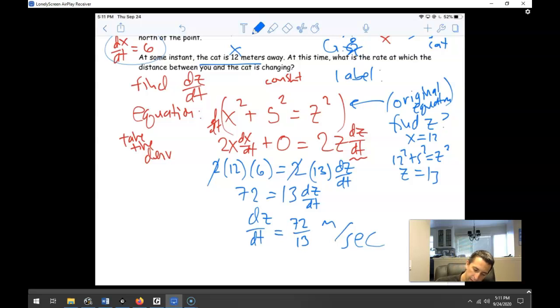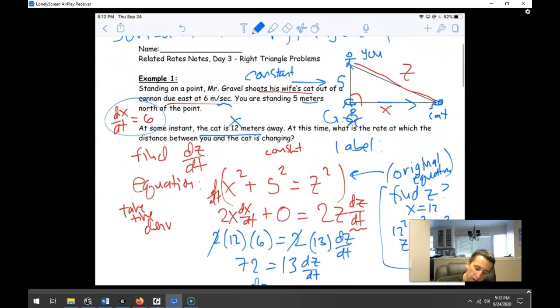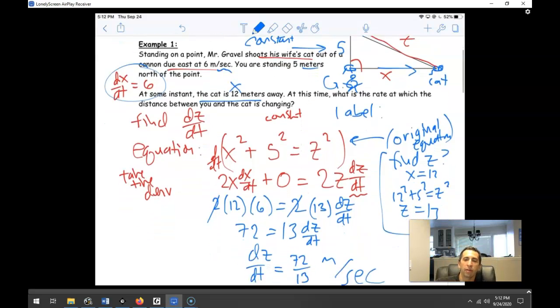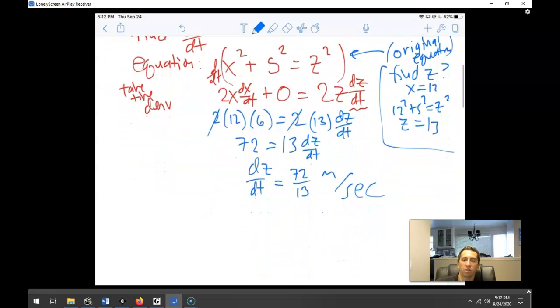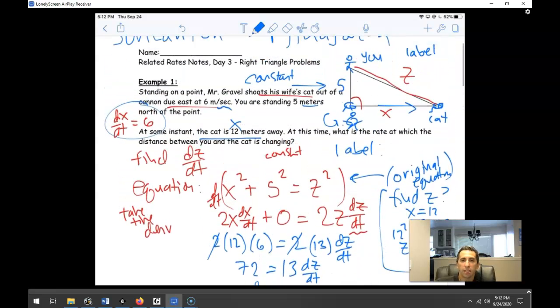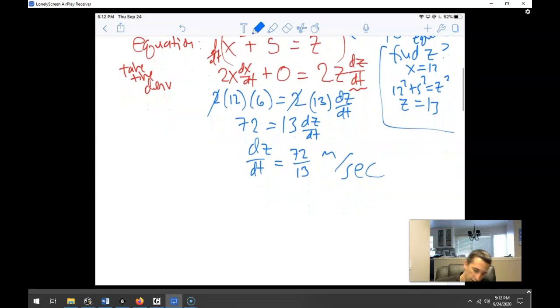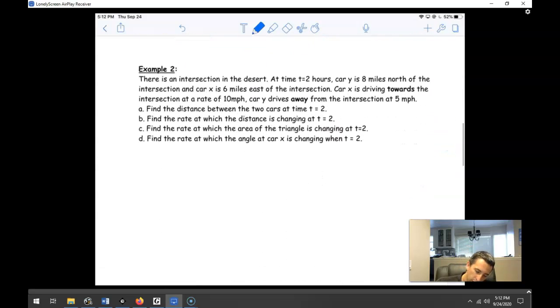When I had the missing piece of data, I needed to use the original equation. But the key, I think, was setting up the Pythagorean theorem and labeling your variables. Always a good point to label. Even on the last picture, I labeled r, I labeled h, and that really helped me set up the similar triangles in the last video. Okay, so that's this problem with Gravel and the cannon and his wife's cat that he really hates. Let's go on to example 2.